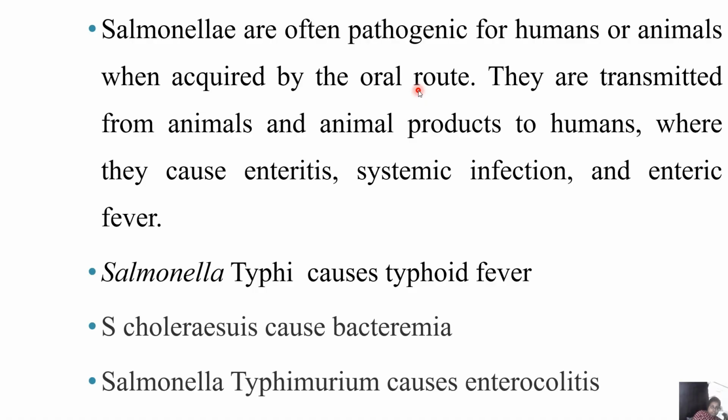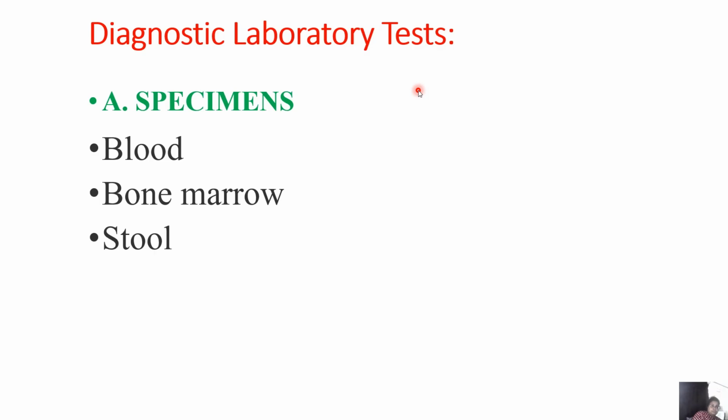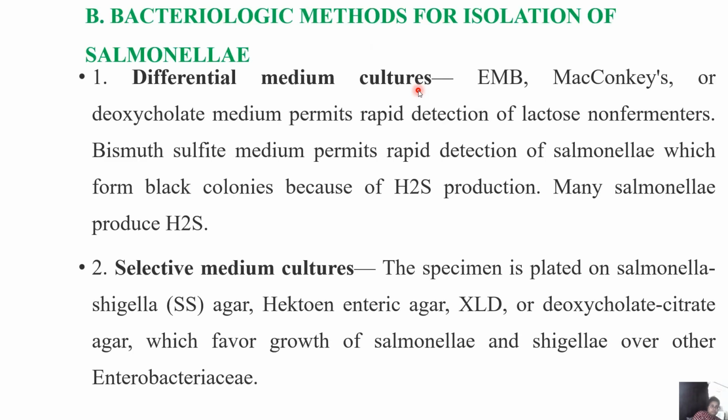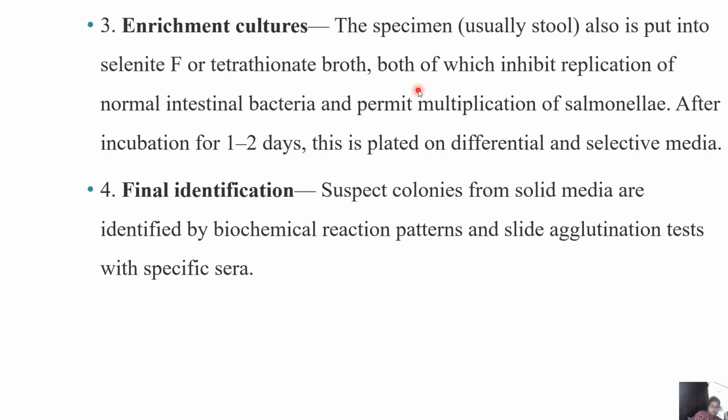They are often pathogenic for humans or animals when acquired by the oral route. They are transmitted from animals and animal products to humans, where they cause enteritis, systemic infection, and enteric fever. Salmonella typhi causes typhoid fever. S. choleraesuis causes bacteremia. We talked about all this.